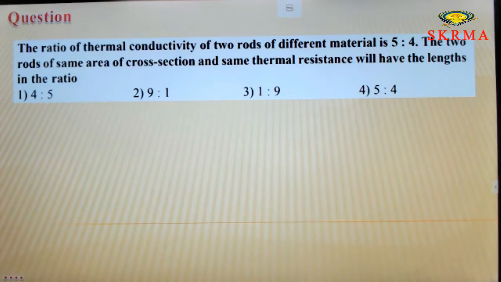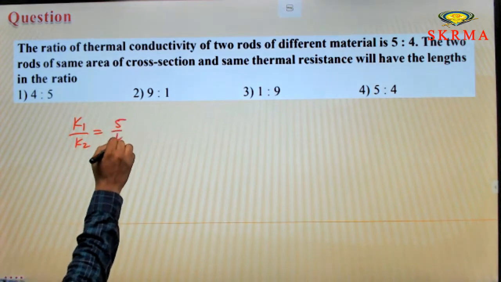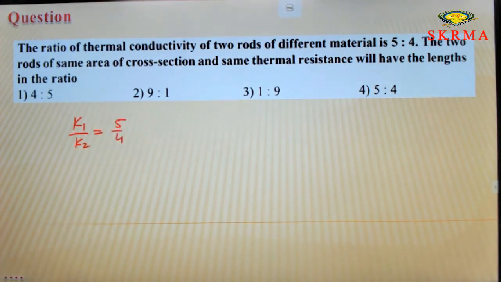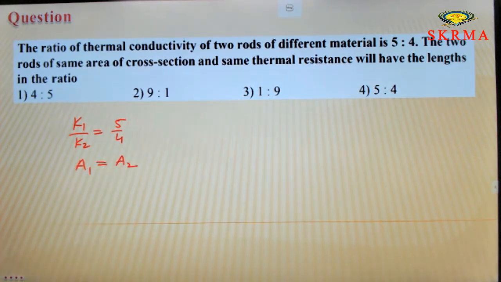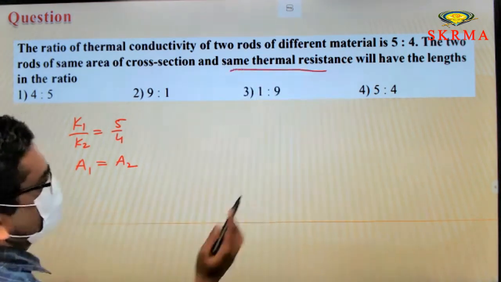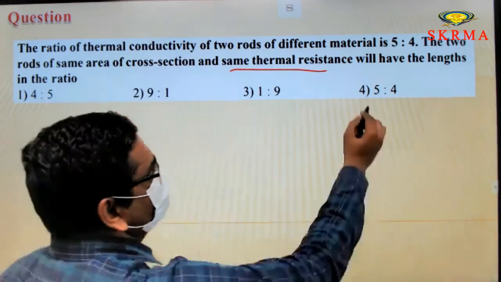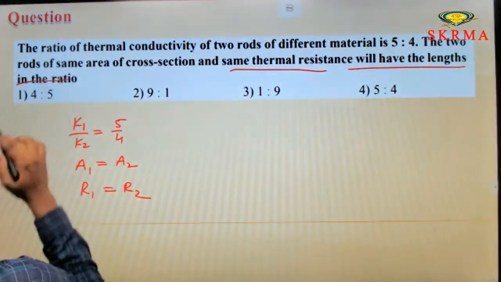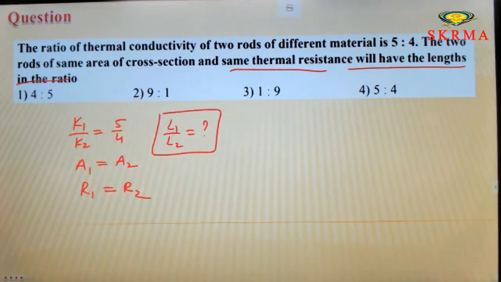Next one. The ratio of thermal conductivity of two rods of different material is 5:4. Ratio of thermal conductivity K1 by K2 is given as 5 by 4. Next, two rods of same area of cross section. So area of cross section of first rod is same as the area of cross section of second rod, A1 equal to A2. Next, same thermal resistance, R1 equal to R2. Then the lengths are in the ratio. We need to calculate a length ratio. L1 by L2 is how much? We have to calculate this one.